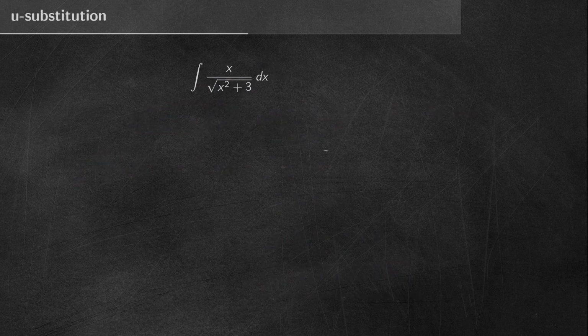In our next example, we want to integrate x over the square root of x squared plus 3. So again, we have to think about, what am I going to choose for my inside function? Should I let u equal x? Should I let u equal the square root of x squared plus 3? Should I let u equal x squared plus 3? Should I let u equal x squared?